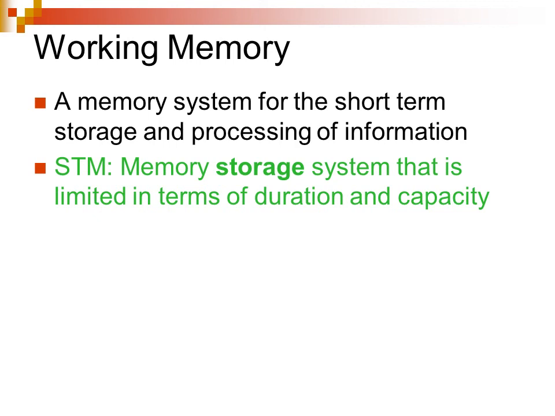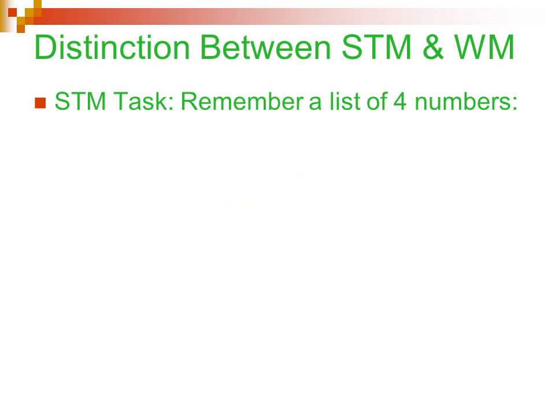Here's one example of this distinction. Let's say I have you remember a list of numbers and repeat them back to me after a couple of seconds. So here's a list of numbers. Let's say I take them away, and then after a few seconds I have you repeat them to me. This would be a short-term memory task because it involves storing the numbers only.